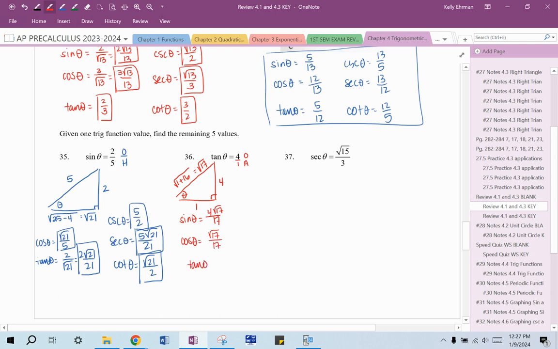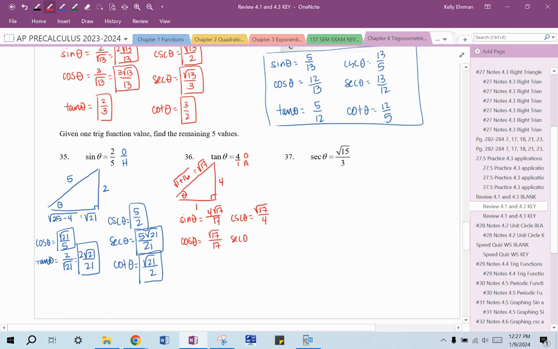Tangent of theta is equal to 4 over 1. That was already given to me, so I won't write it down. Cosecant theta. Maybe it would be helpful if I had written down the non-simplified version. So this was 4 over radical 17, right? Sine of theta was 4 over radical 17. So when you flip that, it's radical 17 over 4.